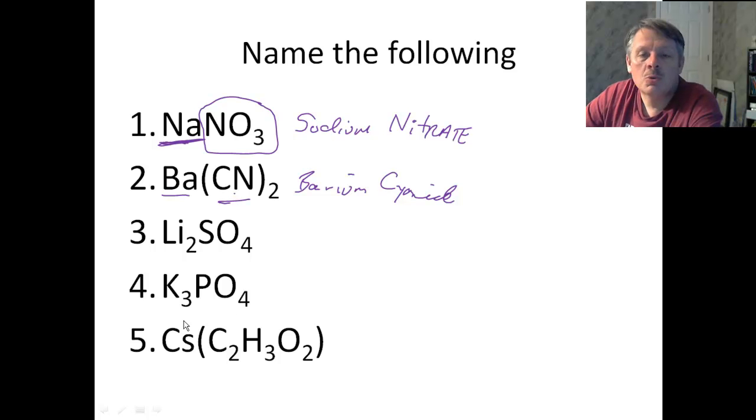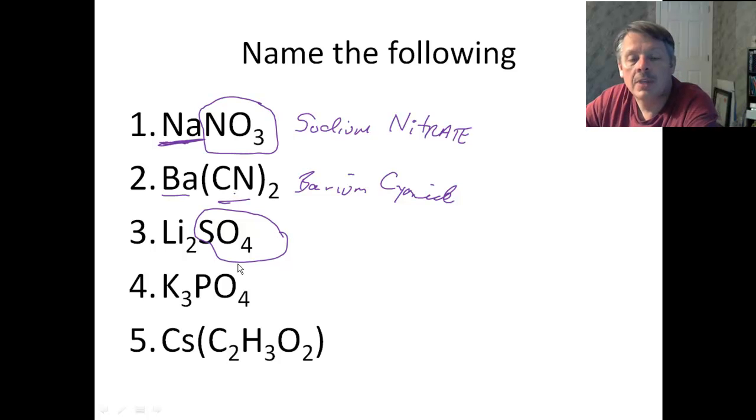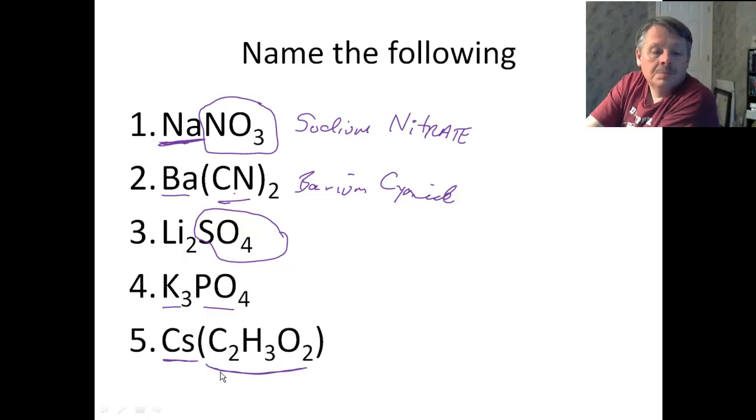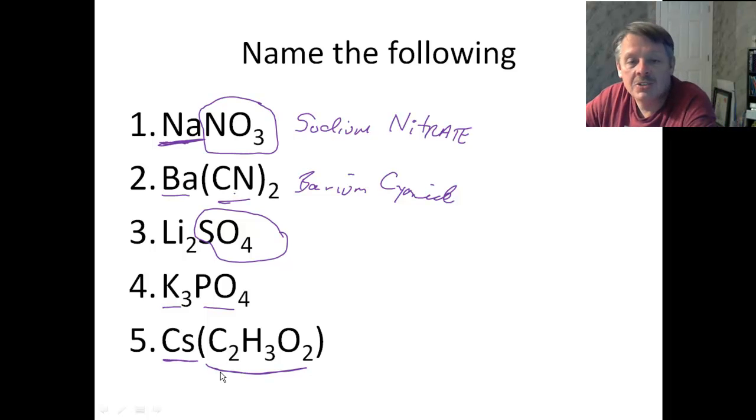But what we're doing is we're looking for a metal on the periodic table. And then we're looking, at least for right now, for whatever the anion is that's on the right. We're looking for that on your ion chart. So you'll see that this is lithium and sulfate. And then this is potassium and phosphate. So it's just called potassium phosphate. Right. This one looks a little strange. This is cesium, and this big long thing here, which frankly does not need the parentheses around it, is cesium acetate.